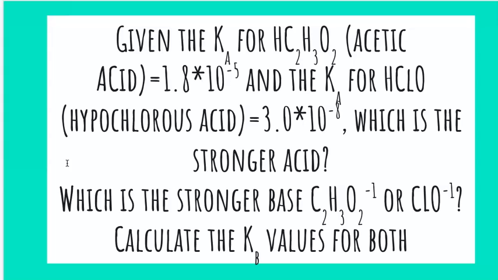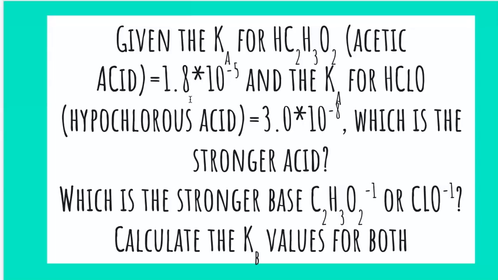Okay, now this looks scary. Don't panic. Ka for acetic acid, for vinegar, is 1.8 times 10 to the minus 5th. Ka for HClO, hypochlorous acid, is 3 times 10 to the minus 8th. Which one is stronger? We're not going to do any math. Which of these numbers is bigger? 10 to the minus 5th is bigger than 10 to the minus 8th. That means that this one is more product favored. It's stronger. Acetic acid is stronger.